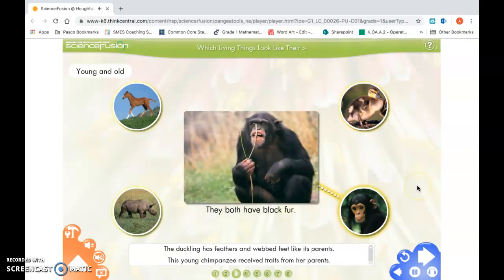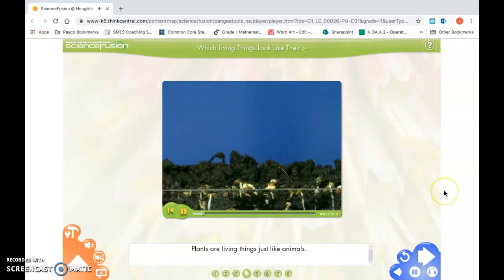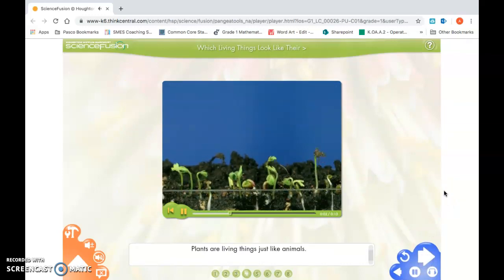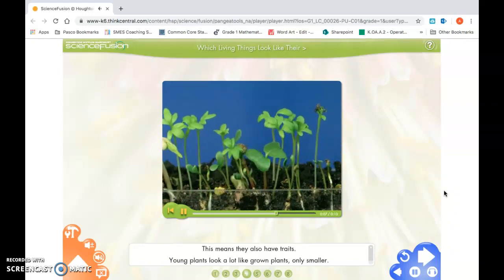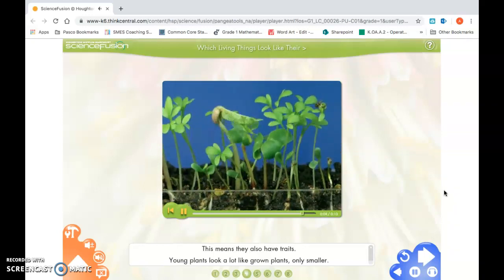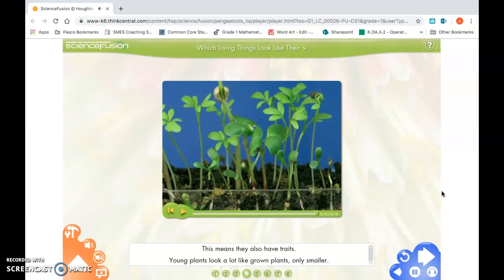This young chimpanzee received traits from her parents. See how the adult chimpanzee also has black fur? So the trait that the chimpanzee got was the black fur. Plants are living things, just like animals. This means they also have traits. Young plants look a lot like grown plants, only smaller.